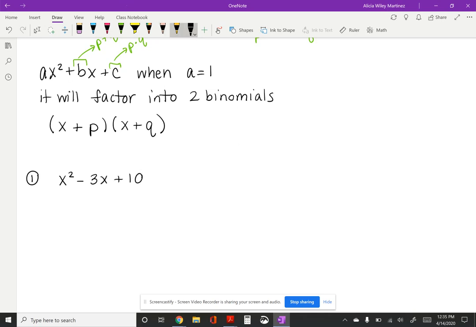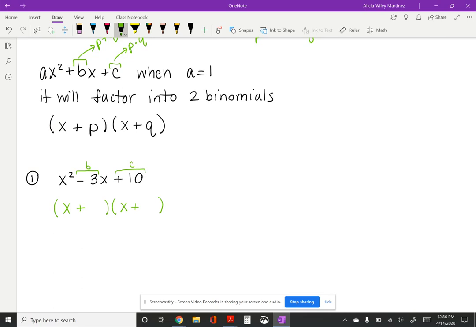Okay. Now I know that this is going to factor into the form of x plus something times x plus something else, right? So something like this. Okay. So let's talk about this. Our value of b in this problem is -3. This is my value of c.